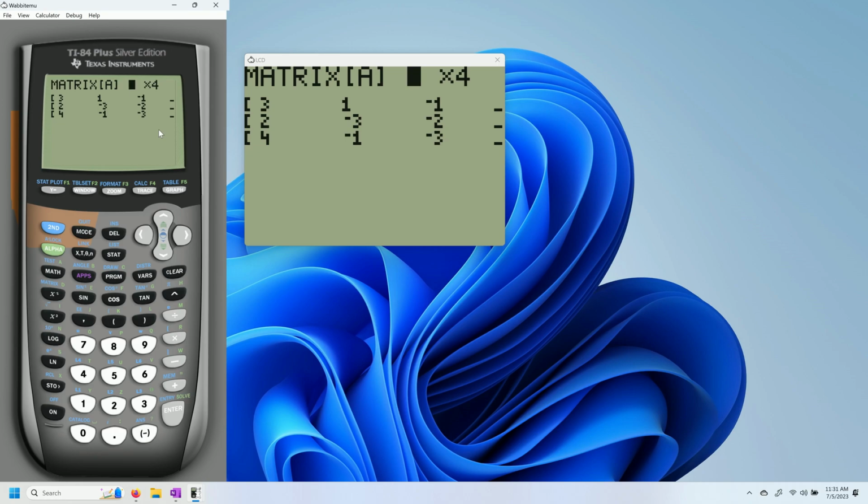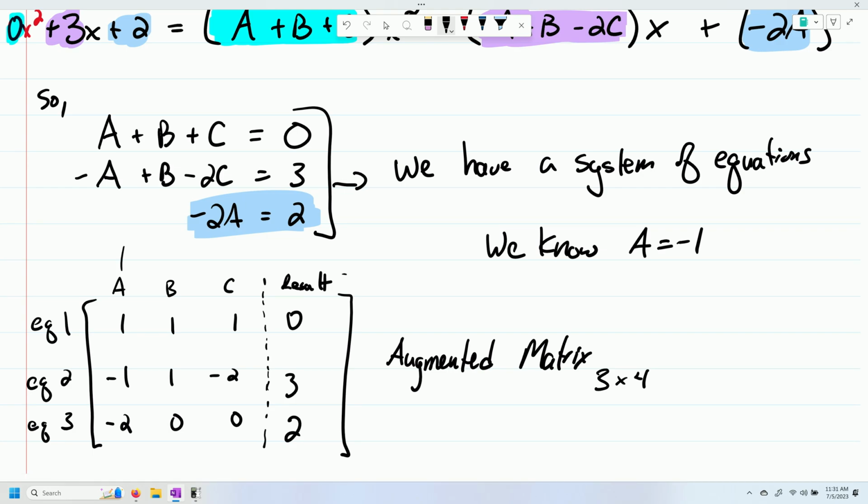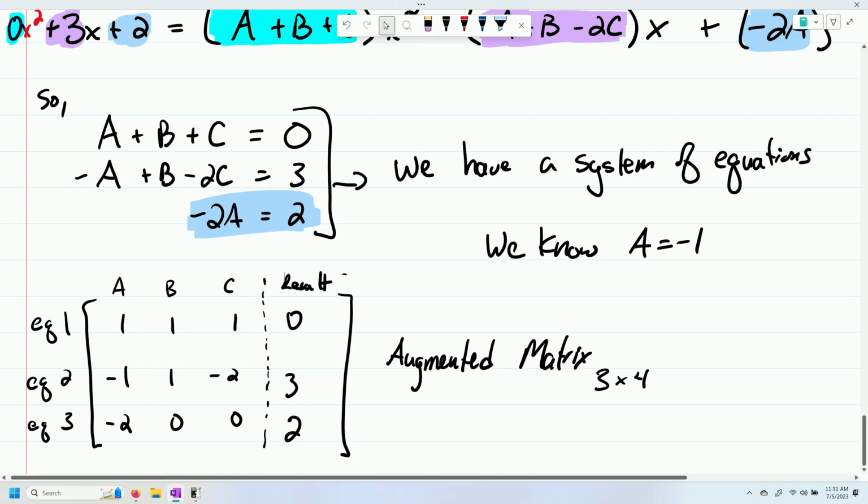Columns always come second. All right? So we have 3 rows. If we go back into our problem here, notice we have a 3 by 4 matrix because we have 3 rows, equation 1, 2, and 3. And then we have 4 columns, A, B, C, and then our result. So this is a 3 by 4 matrix.